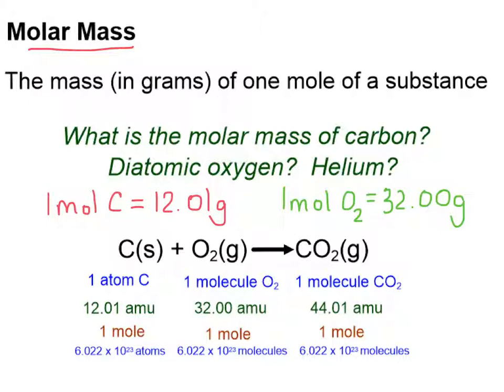What's the molar mass of helium? Well, I have to look at the periodic table for this, but 1 mole of helium equals 4.003 grams. When you look at the periodic table, the atomic mass units in helium is 4.003 atomic mass units. So 1 mole of helium contains 4.003 grams.